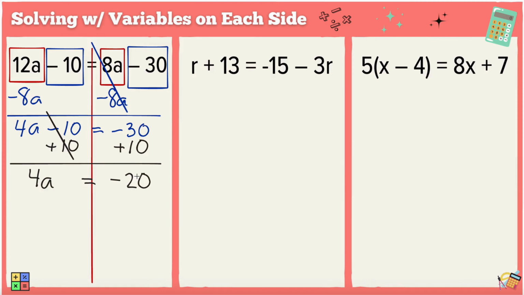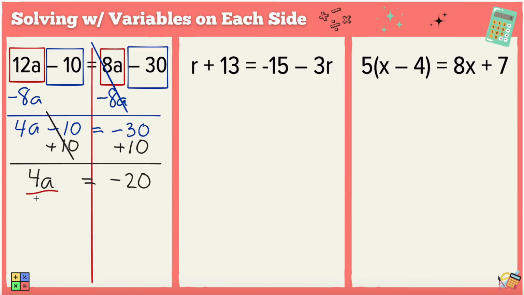Now, if we have 4a equals negative 20, we have now done all subtraction and addition. Now we have to move to division and multiplication. And out of the two operations, division and multiplication, what do we see? Clearly, a number next to a letter means multiplication. So we have to do the opposite, which is division. So the opposite of multiplying by 4 is dividing by 4. So that's what we'll do.